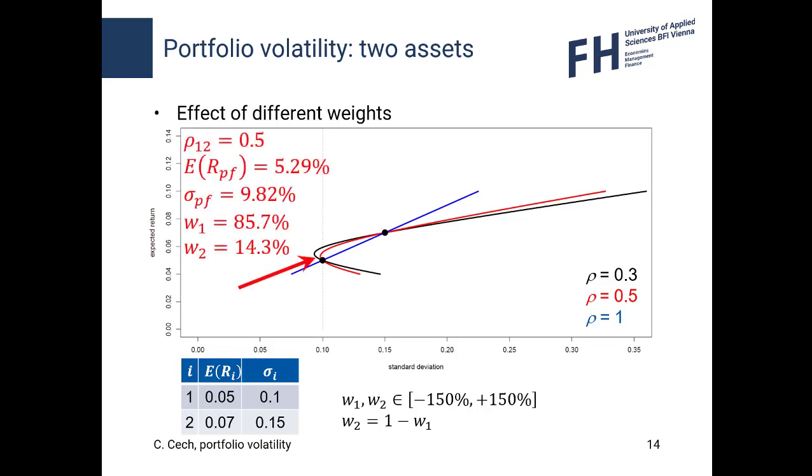For the scenario with 50% correlation, we see that the minimum variance portfolio has an expected return of 5.29 and a volatility of 9.82%, and the respective portfolio weights are roughly 86% and roughly 14%.